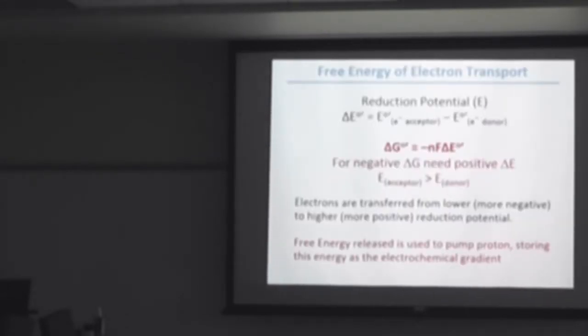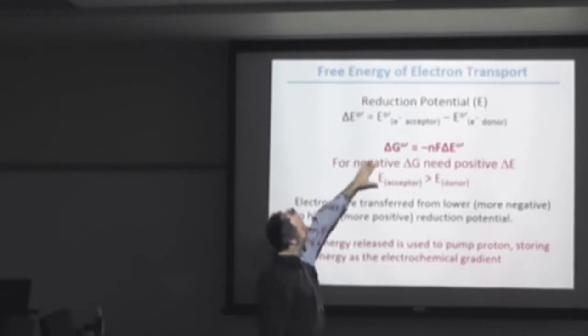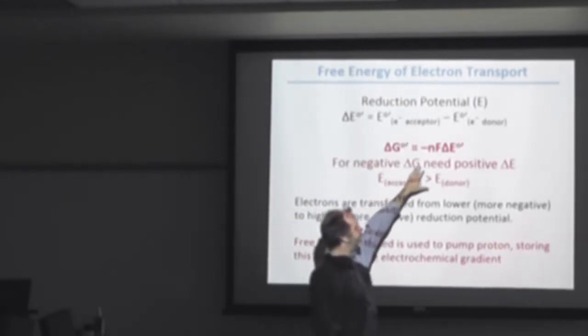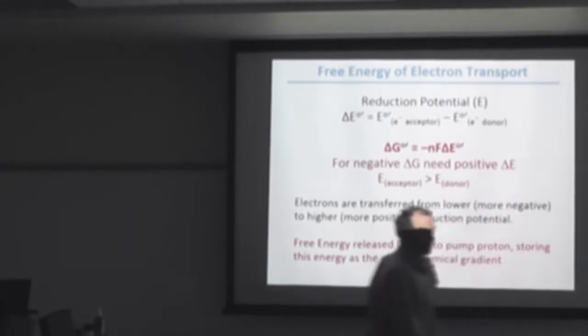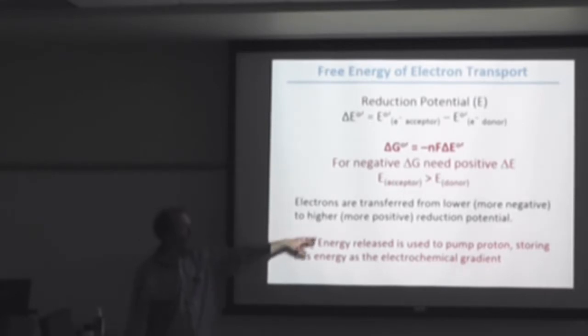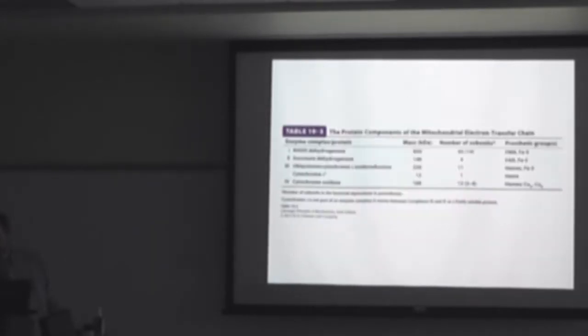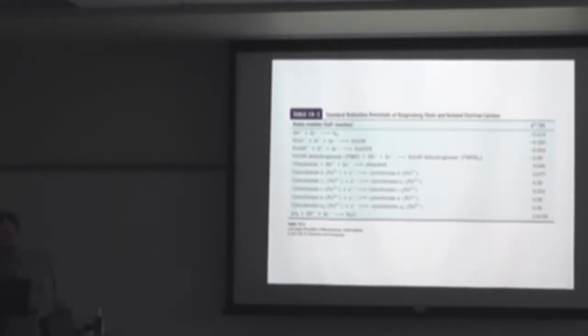So we already saw this, right? Reduction potential, where we can calculate the change. For a negative free energy change, you need a positive change in reduction potential. And electrons are transferred from the lower, more negative, to the higher, more positive reduction potential. Free energy is released and used to pump protons, storing that energy. And we just do it a little bit at a time. If we went straight from our NADH to oxygen, that would just release a lot of heat.